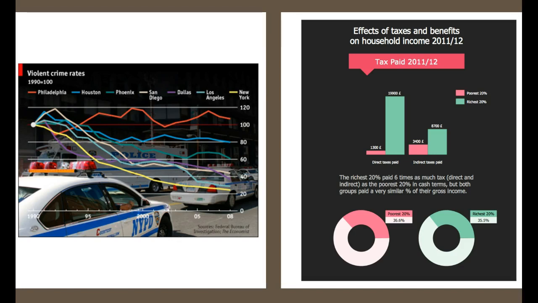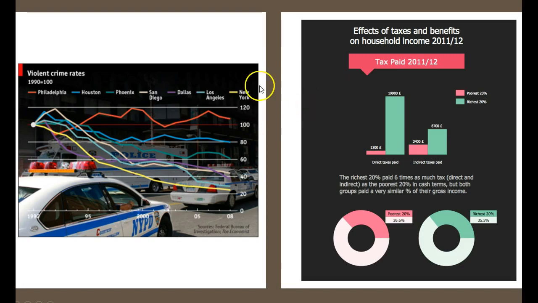Proximity. Again, with the graph, the content of the graph and what it represents is close to one another, but again, we have the distraction of the cars in the background. So just too much contrast in this example.